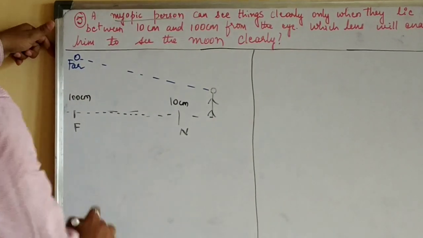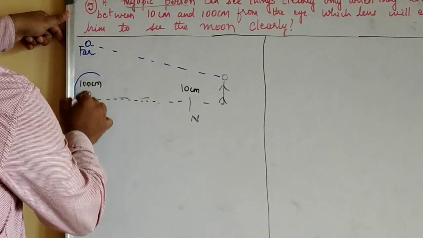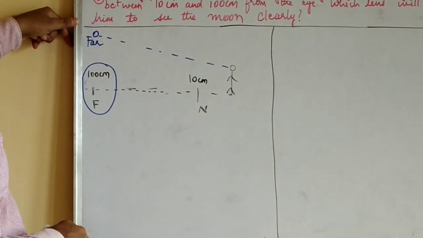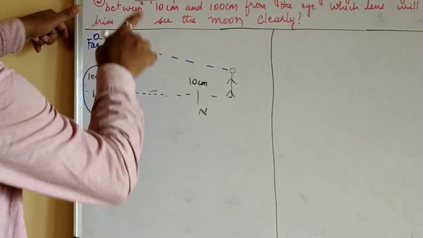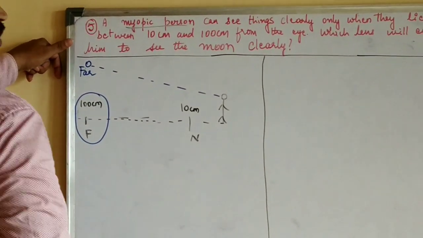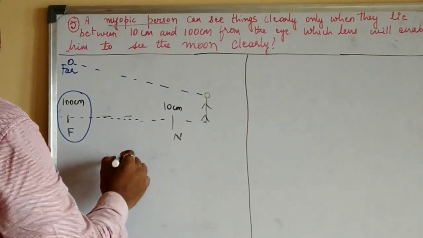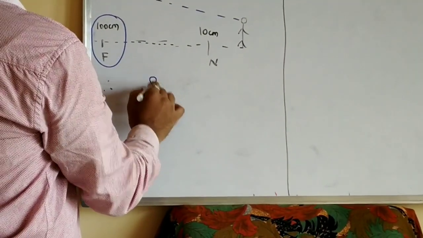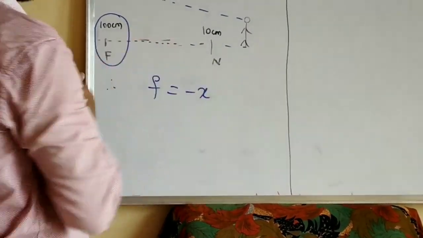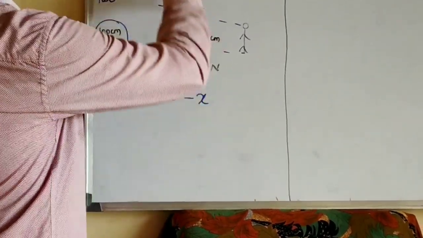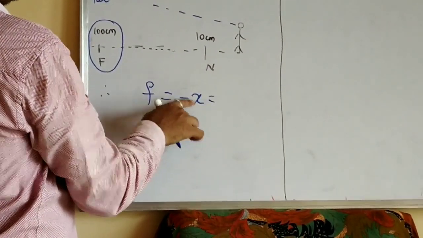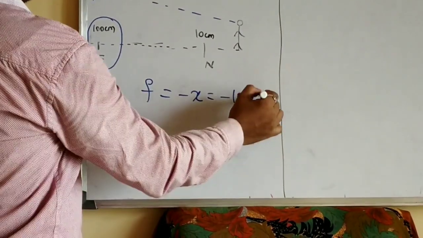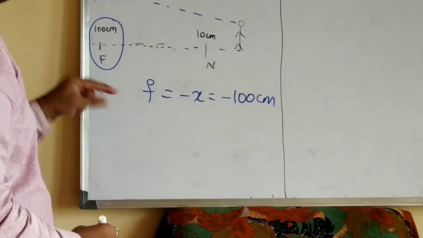Now what happens? The far point is given, 100 centimeter. That you should consider. You have to find the power of the lens here. Since it is myopia, f is nothing but minus x as per the formula, because it is myopia it will come negative. That minus x is this 100. So you get minus 100 centimeter as f.